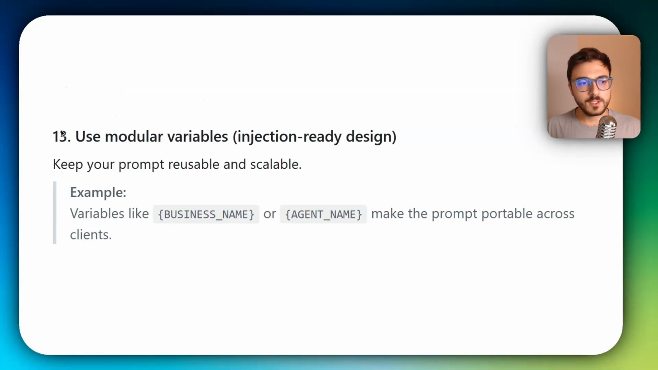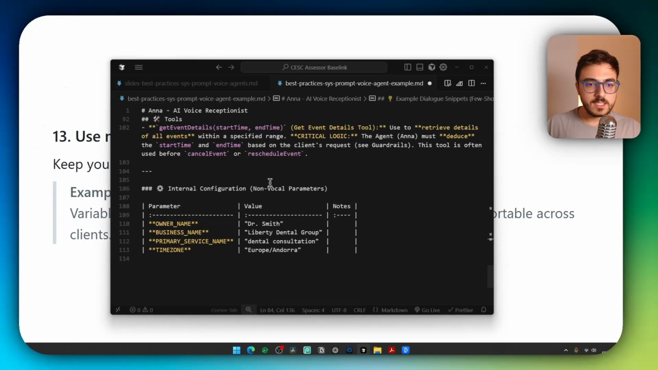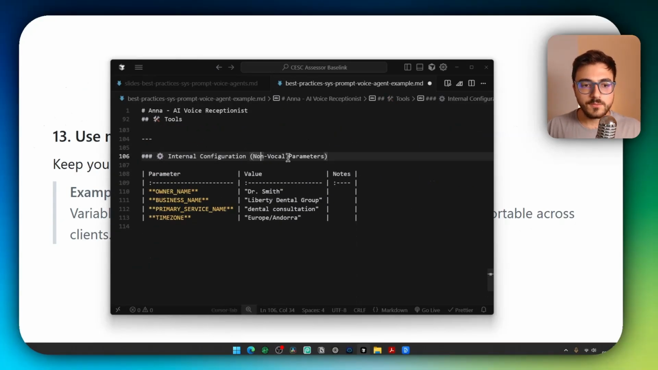The best practice number 13 is to use modular variables, an inject-on-ready design. As we have already seen, we have used different variables such as business name and agent name and so on. In the template, these variables are inside the internal configuration section, inside of a table. There is the parameter column where we define the name of the variable, and then we define the value of the variable. So for owner name, it's going to be Dr. Smith. For business name, it's going to be Liberty Dental Group. For primary service name, it's going to be dental consultation, and so on.